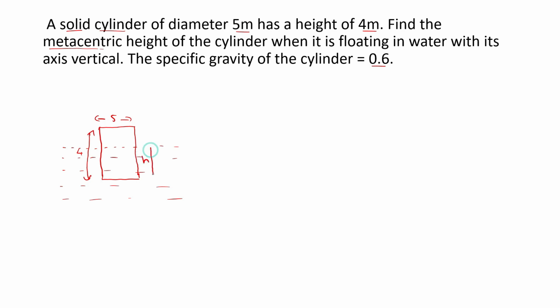So let us take it as h, that is the length of the portion below the water. So first you need to find h. For that, first we will find the density of the cylinder. That is 0.6 into 1000, because specific gravity is given as 0.6, so that is 600 kilogram per meter cube.